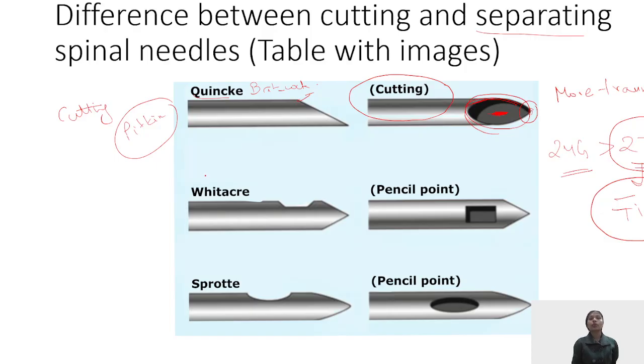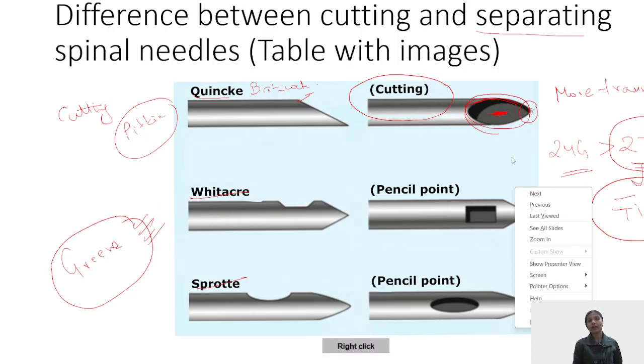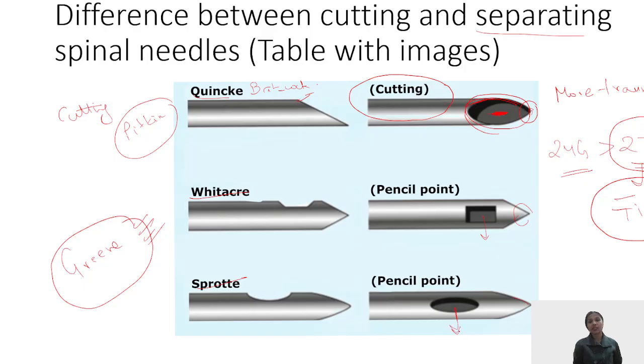Talking about the dura separating needles, you have Whitacre, Sprotte and Gertie Marx. These are the three dura separating needles. The Whitacre and Sprotte have blunt tips, or you can have pencil point tips. They are blunt tips, and generally they have side injection ports. These are the side injection ports. If you see the tips, these tips don't have any injectable ports. They are side injections. The examples are very important.